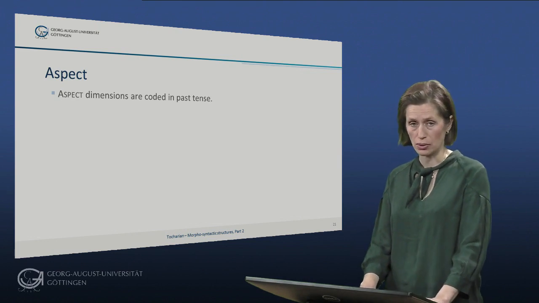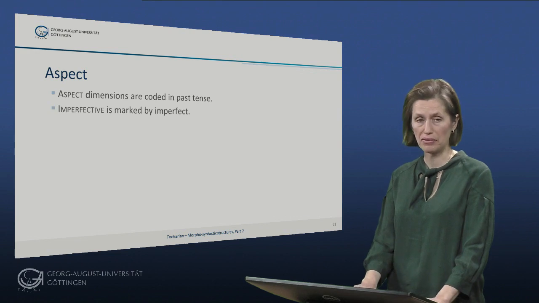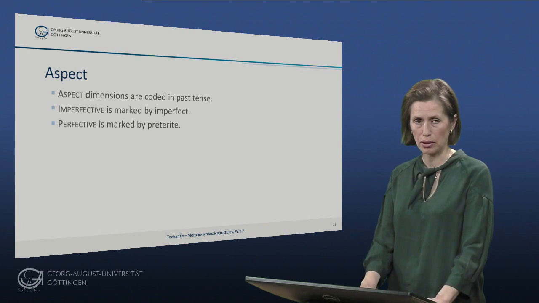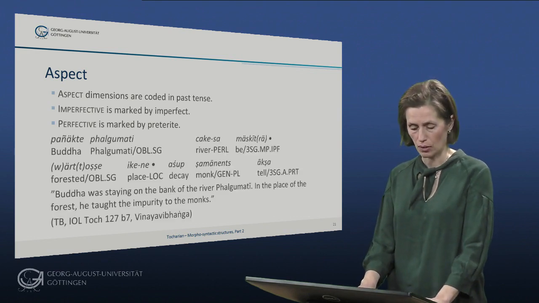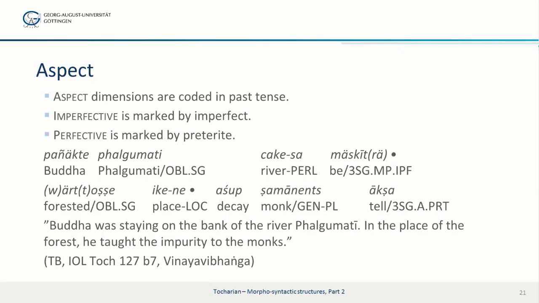Aspect dimensions are coded in past tense, basically in Tocharian. Imperfective aspect is marked by an imperfect, and the perfective is marked by the preterite. So we have a nice example here. The Buddha stayed, and you see here, you have the imperfect.